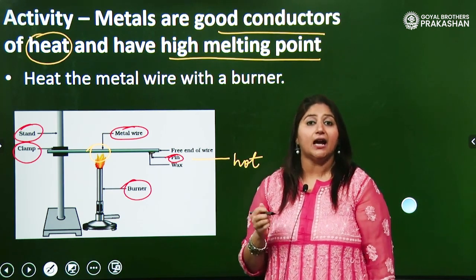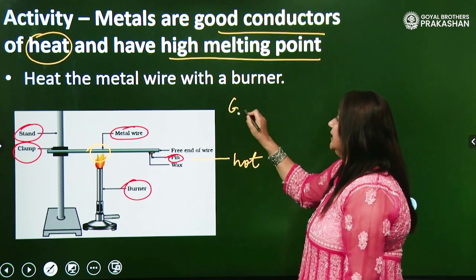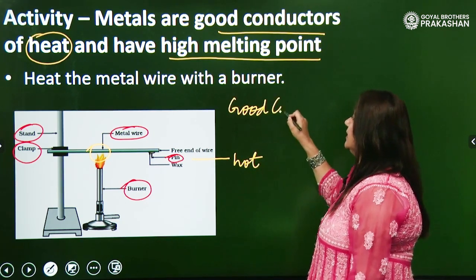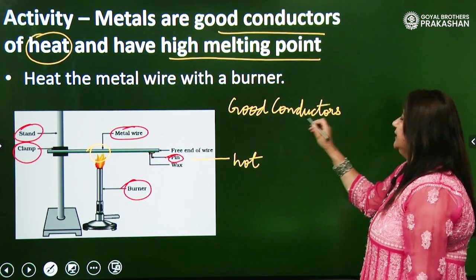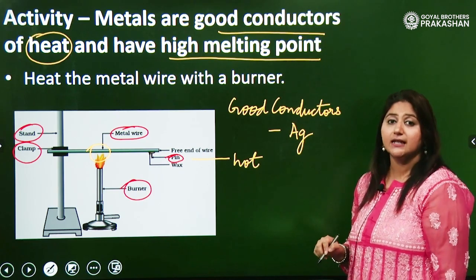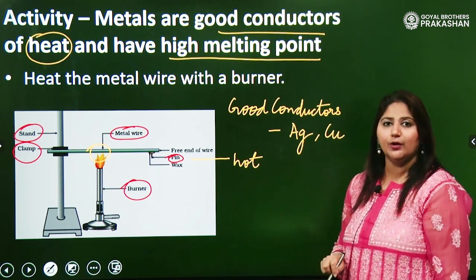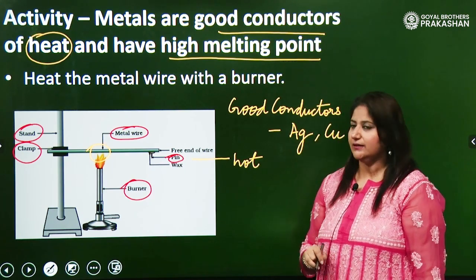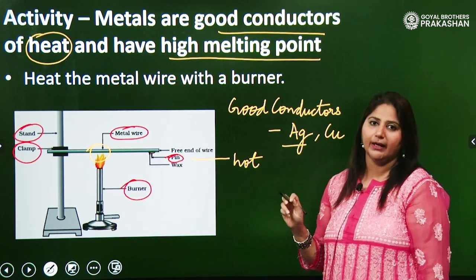So children, what are the good conductors of heat? Any guesses? The best conductor is silver. Ag is silver, followed by copper. They both are very important and good conductors of heat. Though all metals are good conductors, silver is the best, followed by copper.